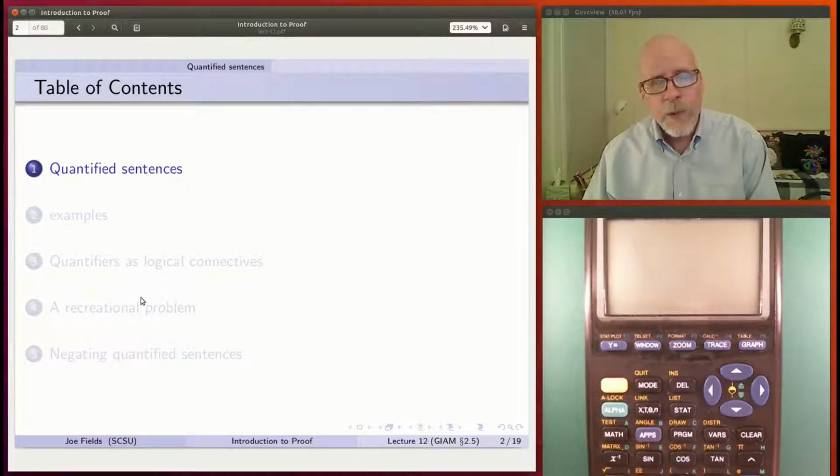There's a nice little recreational math problem in the middle of our examples about this stuff, so we're going to run that. The secret is to enlist some computer aid, so we'll pull up the CoCalc window and do that. And then finally, negating quantified sentences. That's kind of a big deal.